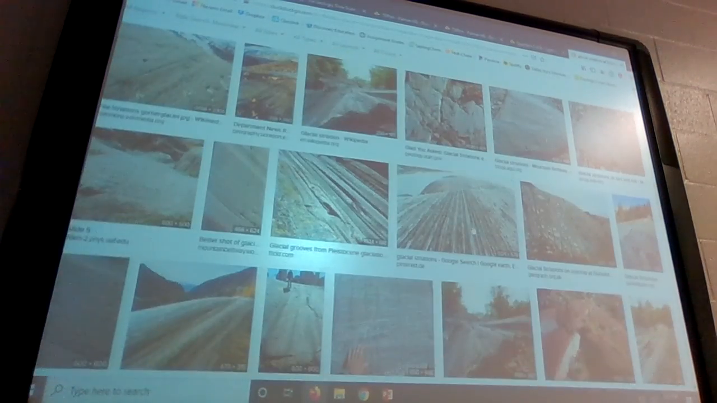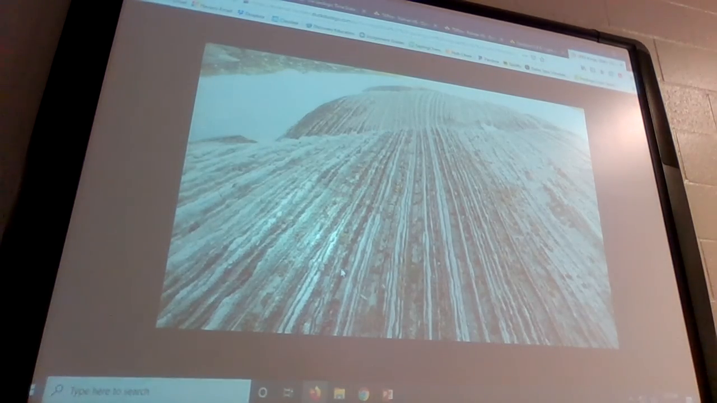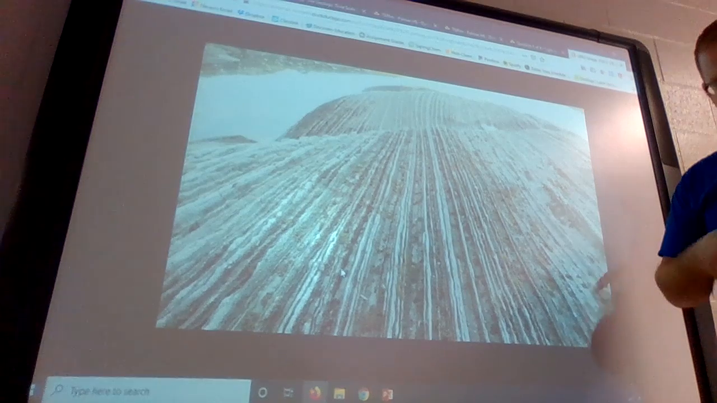I saw that one the other day. This one's really good. So here's another image of your glacial striations where as the glacier moves, it leaves these deep cracks and gouges and grooves in the rock below.